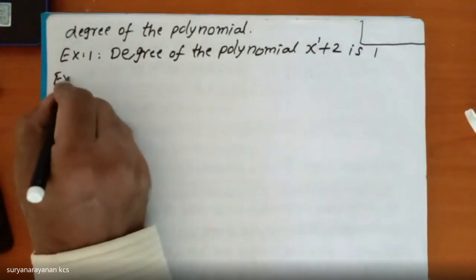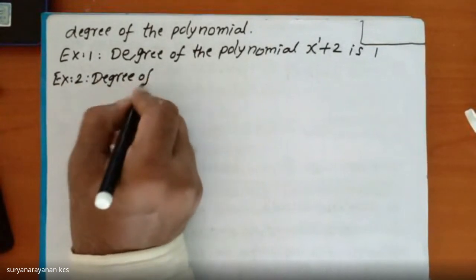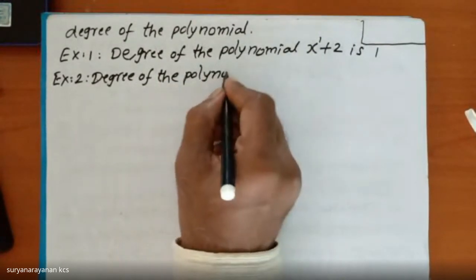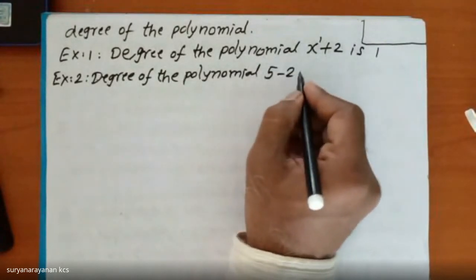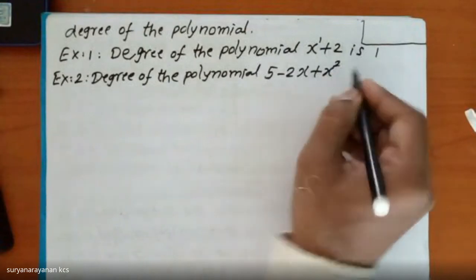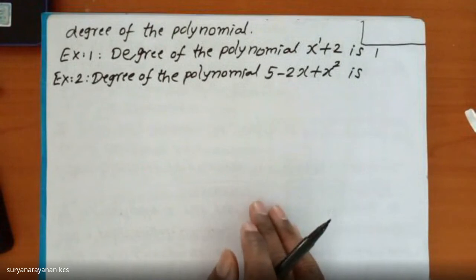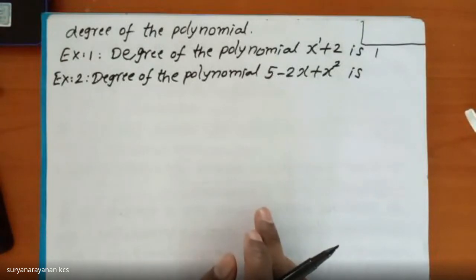Let us take another example. Degree of the polynomial. If you observe this polynomial, how many terms are there? Can you tell me? Anyone? Please raise your hand. Sir, 3 terms. 3 terms. Very good, my dear Bibina. What are the 3 terms? Tell me. Sir, 5 and minus 2x and x squared.